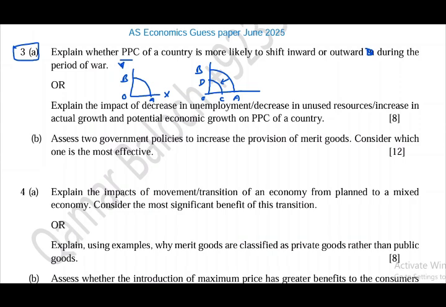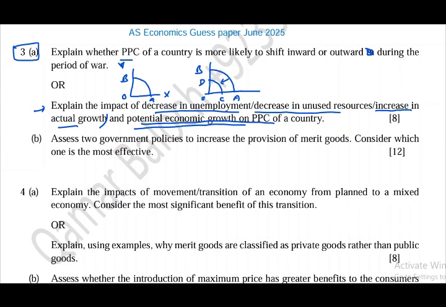Right, so this will be the possible answer for question number A, and the examiner may ask a question like this as well. Explain the impact of a decrease in unemployment or a decrease in unused resources. This is the same thing, a decrease in unemployment or a decrease in unused resources. Or the examiner may say increase in actual economic growth and potential economic growth on a PPC diagram. So these are two parts. One part ends here and the other part is this one.